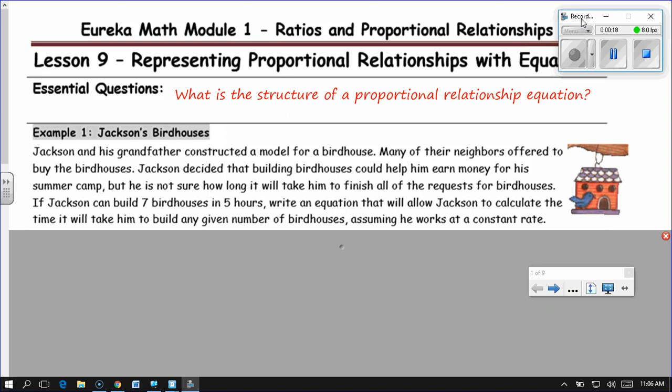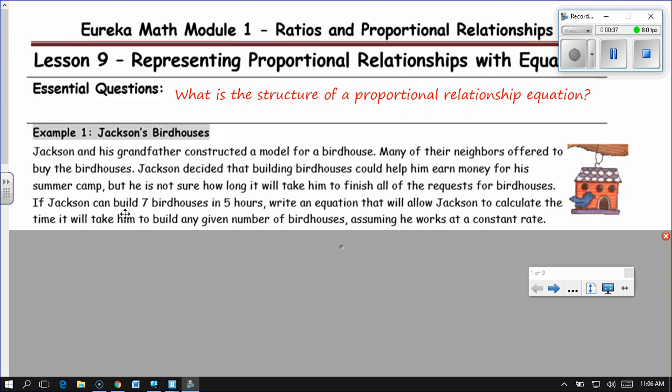Jackson and his grandfather constructed a model for a birdhouse. Many of their neighbors offered to buy the birdhouses. Jackson decided that building birdhouses could help him earn money for his summer camp, but he is not sure how long it will take him to finish all the requests for the birdhouses. So this is pretty common. People want to know, okay, how long is it going to take me to do something?